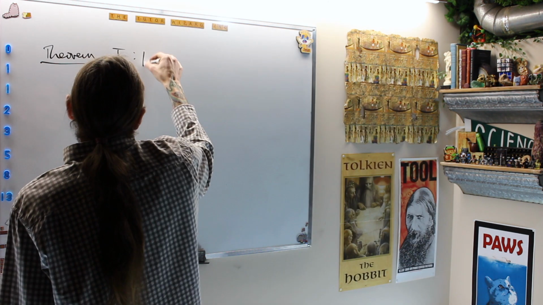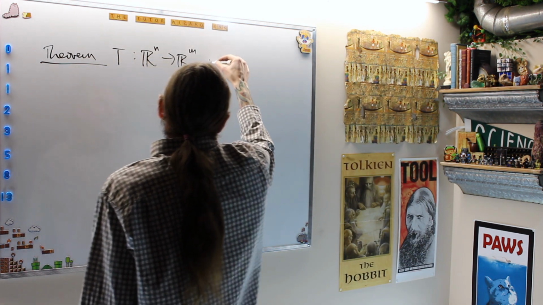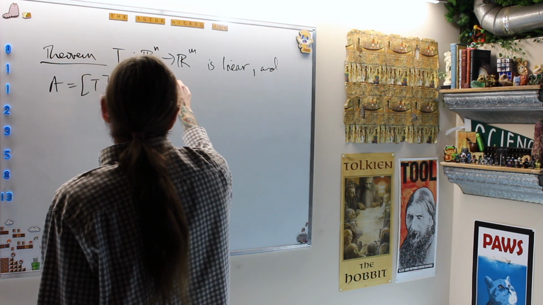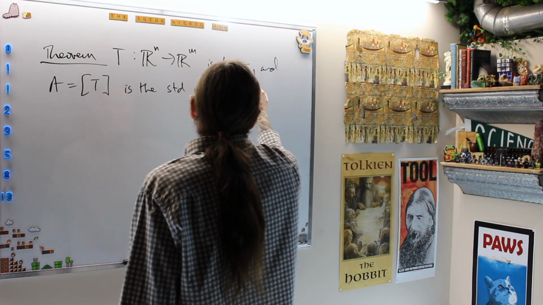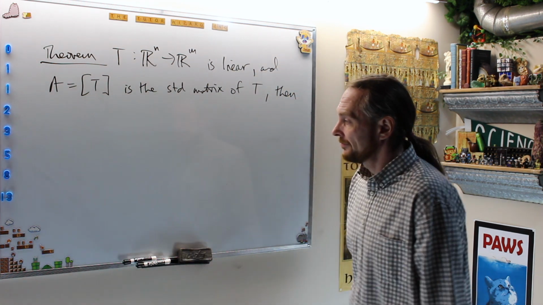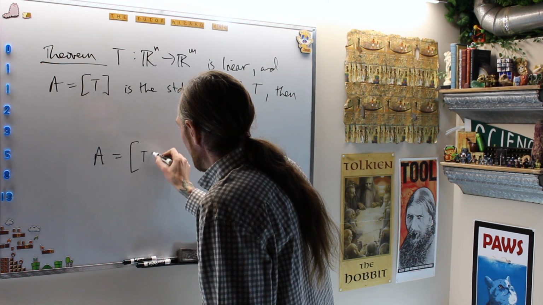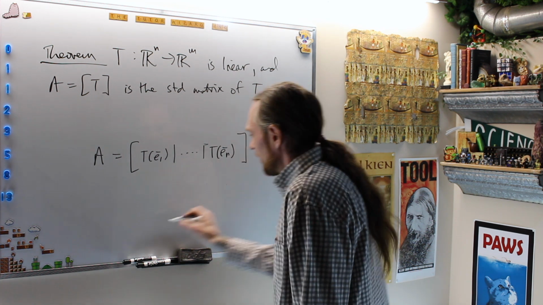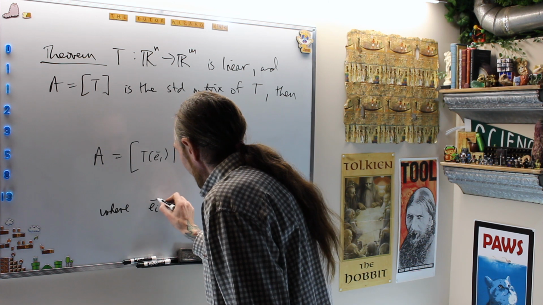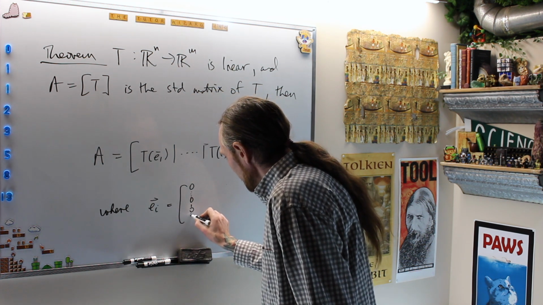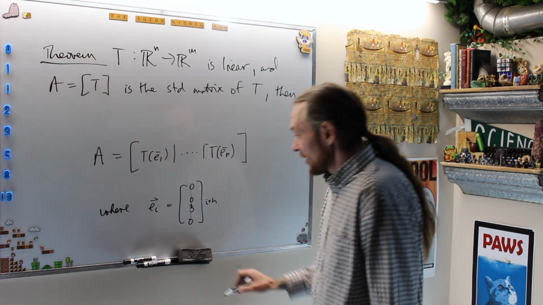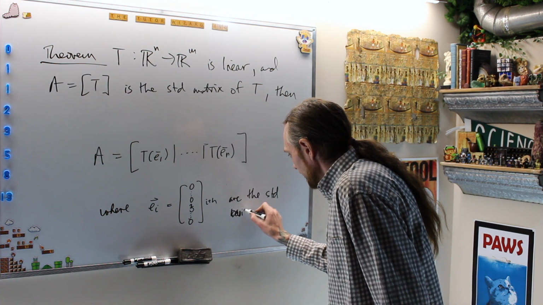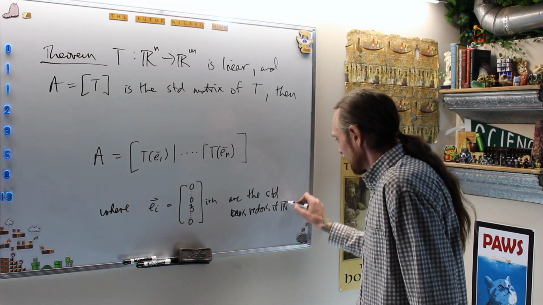So, theorem: if T from Rn to Rm is linear, and A is the standard matrix of T, then A is equal to T of E1 column dot dot dot column T of En, where Ei is equal to 0 dot dot dot 0 1 0 dot dot dot 0, where it has a 1 in the ith spot, are the standard basis vectors of Rn. This is what the theorem is saying.